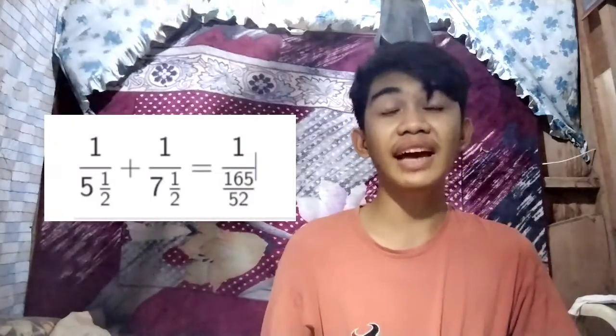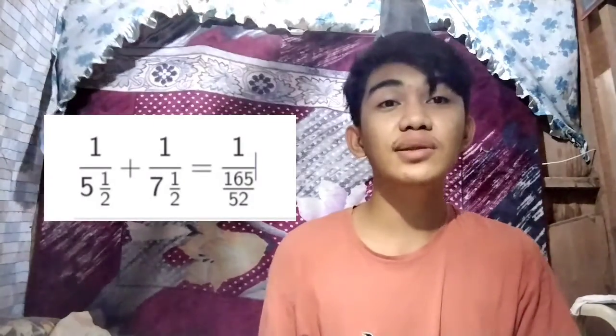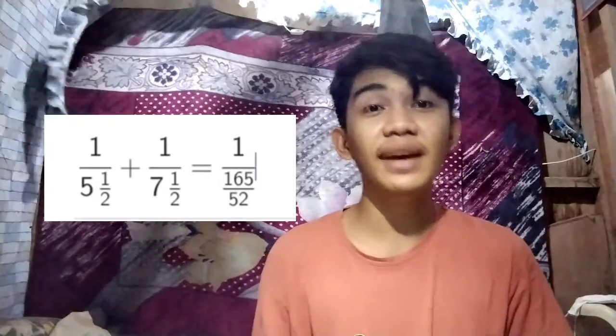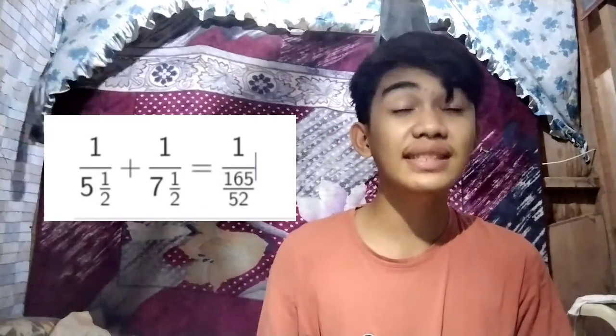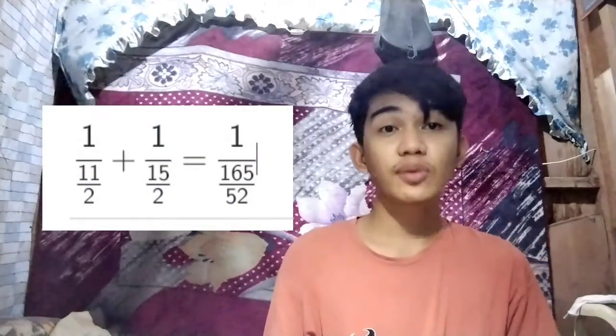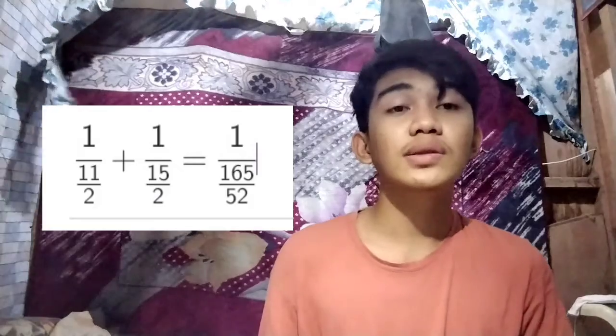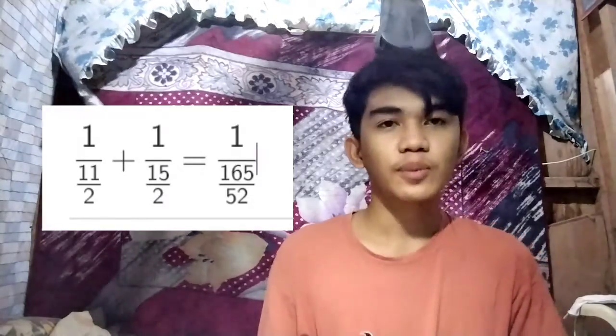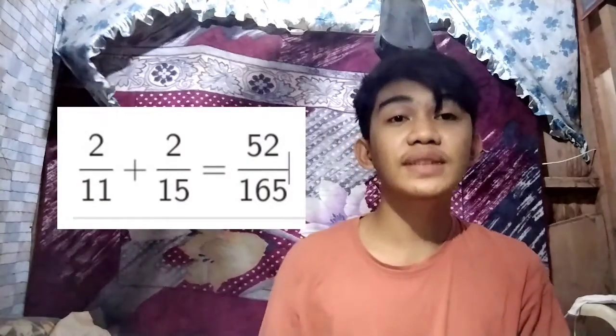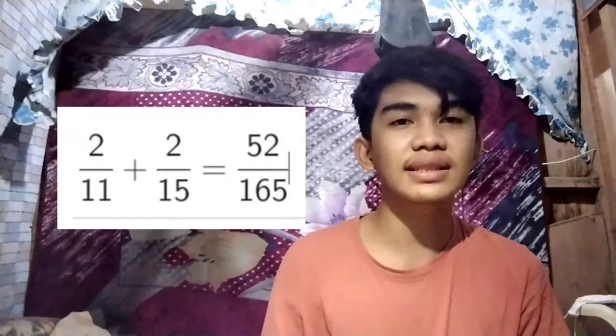So let's do the check. To the first equation, that is 1 over 5 and 1/2 plus 1 over 7 and 1/2 is equal to 1 over, change the value of x, that is equal to 165 over 52. So let's change the mixed number to improper. So that is equal to 1 over 11 over 2 plus 1 over 15 over 2 is equal to 1 over 165 over 52. So next is the reciprocal. So that will equal to 2 over 11 plus 2 over 15 is equal to 52 over 165.